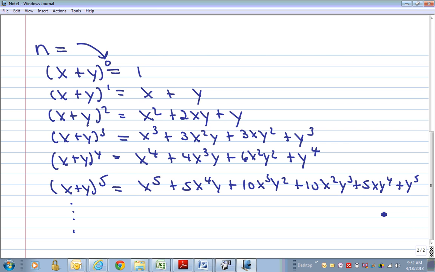A couple of things we want to examine in this. The first thing we want to examine is that the number of terms is equal to n plus 1. And we said n were these exponents. So 0 plus 1 is 1, and that's one term. 1 plus 1 would be 2, and we have two terms. 2 plus 1 would be 3, and we have 3 terms. 3 plus 1 would be 4. We have 1, 2, 3, 4 terms.